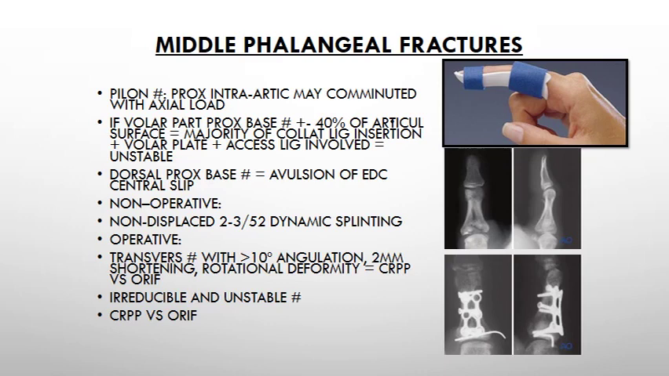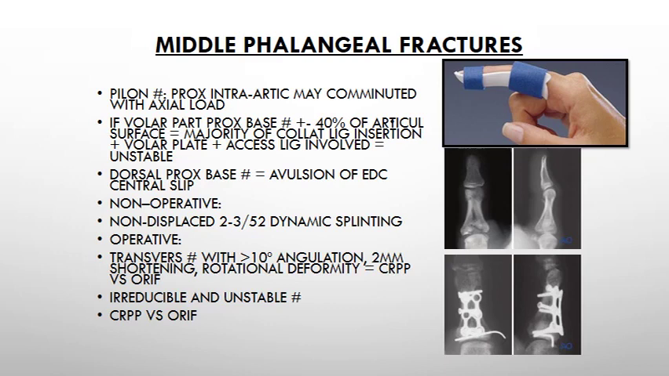Now we look at the management of middle phalangeal fractures. Non-operative management will include 2 to 3 weeks of dynamic splinting if there's no displacement. Operative management is for transverse fractures with more than 10 degrees of angulation or more than 2 millimeters shortening, or if there's any rotational deformity, then operative management is the choice.